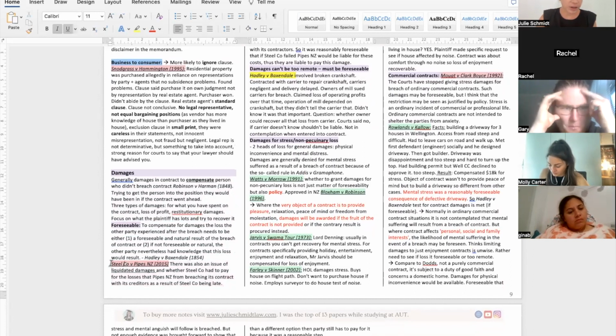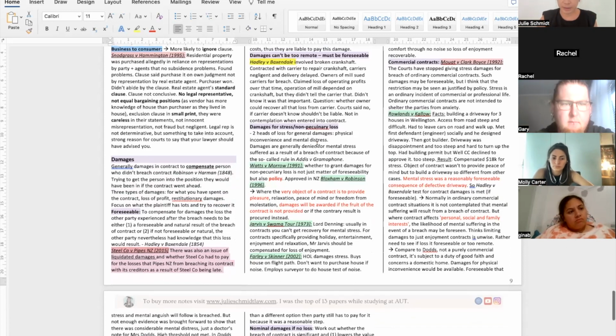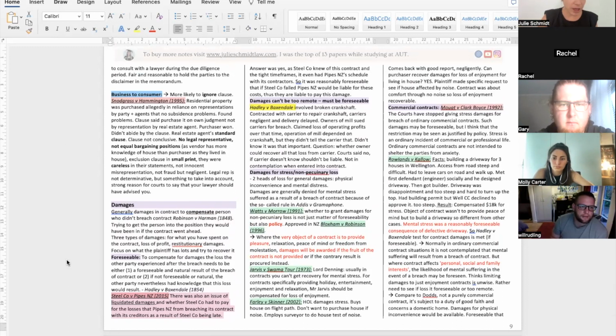So Steel Co, they got liquidated damages, meaning money for contracts that were breached that they couldn't fulfill because this person breached their contract. Because it was foreseeable that if they don't give us these pipes in time, we're going to breach our other contract with our suppliers. Can I just ask a question? Yeah, sure, Will.